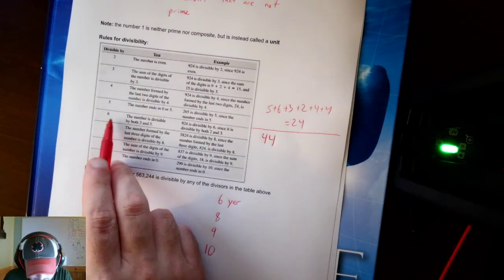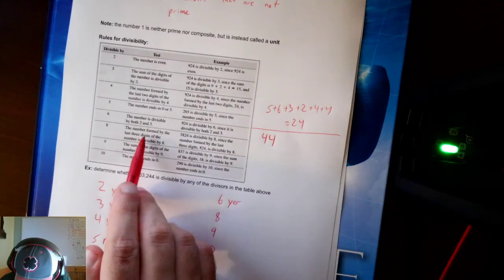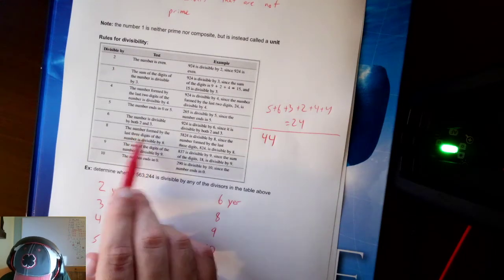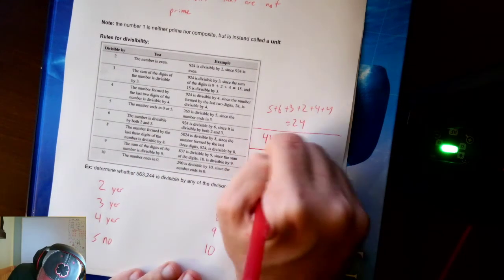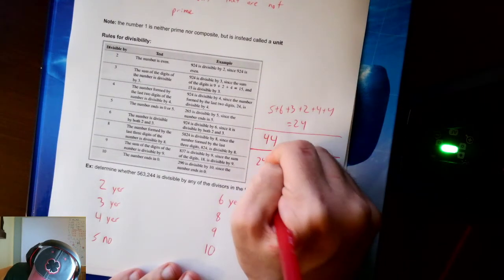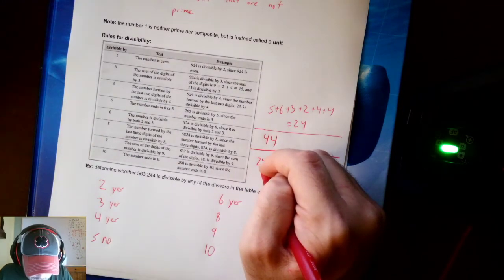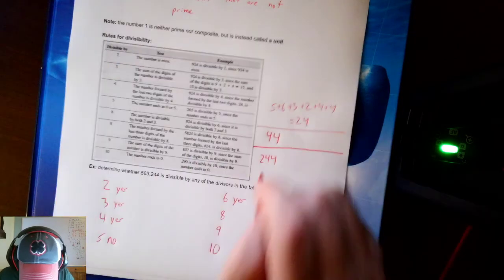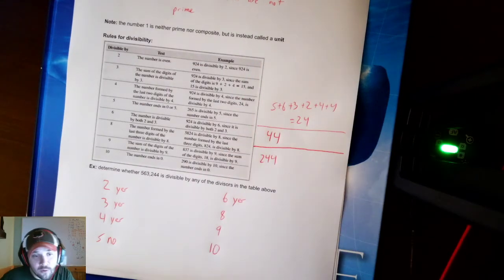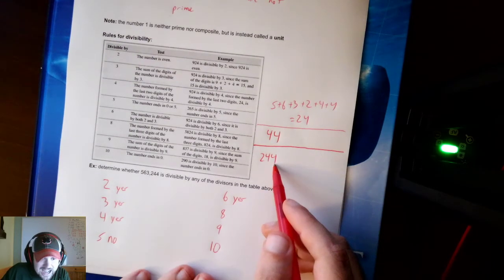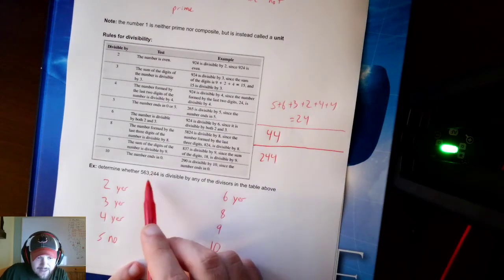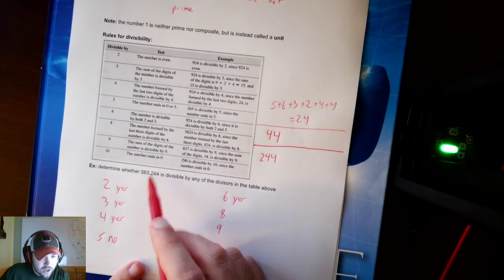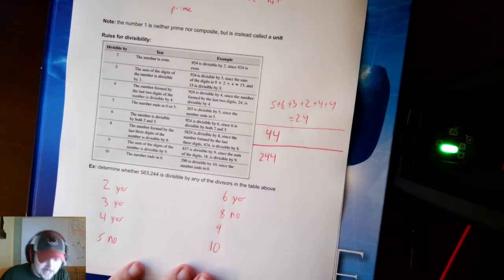Next, we skip 7. We move on to 8. The number formed by the last 3 digits is divisible by 8. So once again, we're going to put a little scratch work here. The last 3 digits are 244. And now you might want to ask yourself, is 244 divisible by 8? If we paused and think about it for a little bit, we'd find out that no, 244 is not divisible by 8. That means 563,244 is also not divisible by 8.